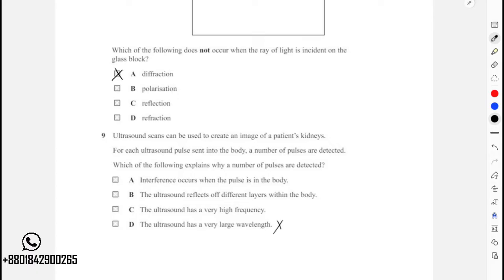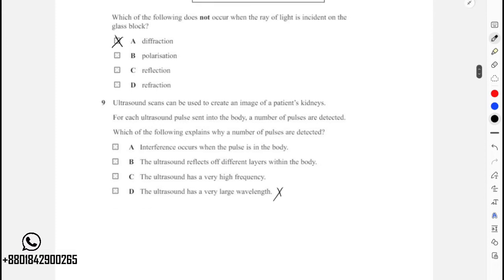Interference occurs when the pulse is in the body. I mean, interference can occur when the pulse is in the body, but which of the following explains why a number of pulses are detected? I mean, why can you detect a number of pulses? That means obviously the pulses are getting reflected from the surface of your body, right? From the different layers inside your body. So option B is your correct answer over here. That ultrasound reflects off different layers within the body.